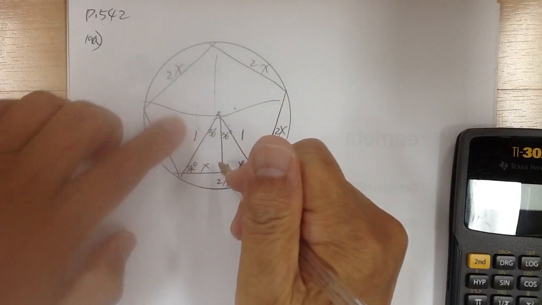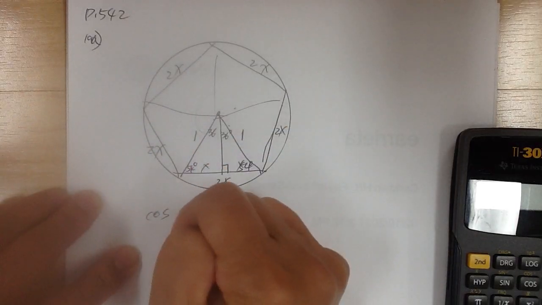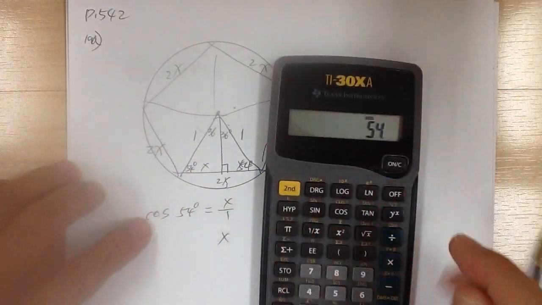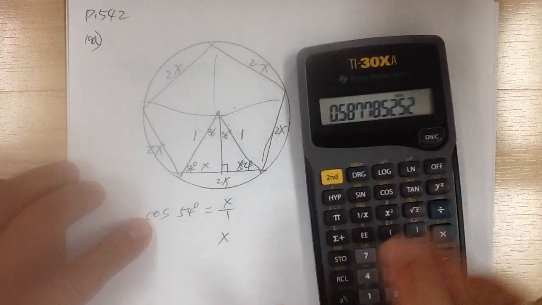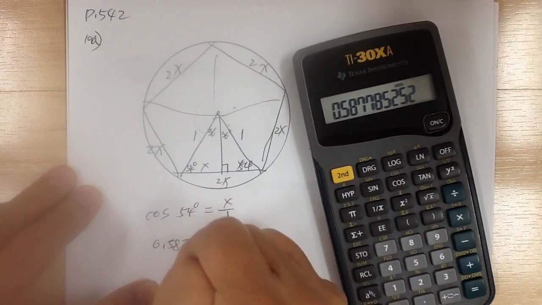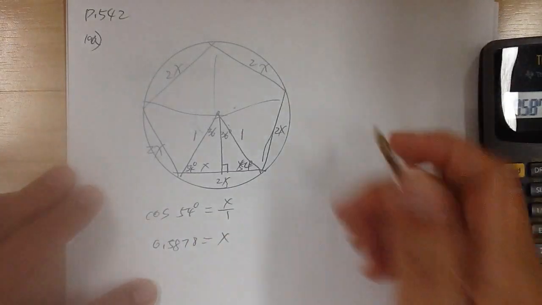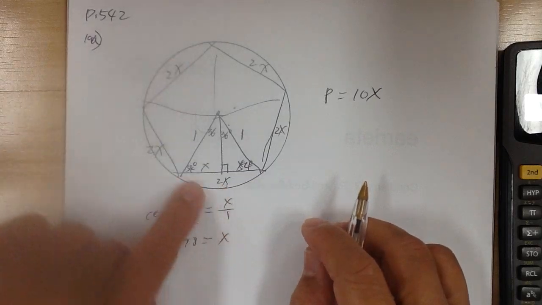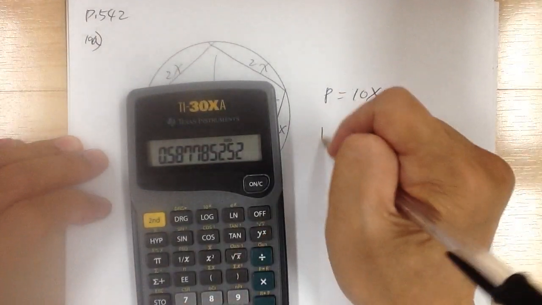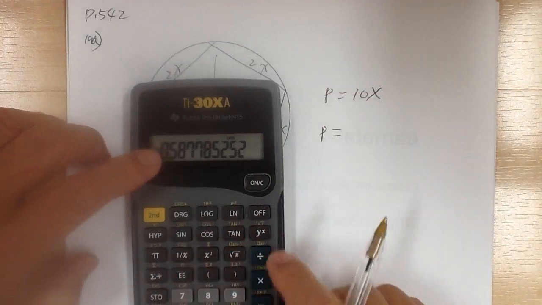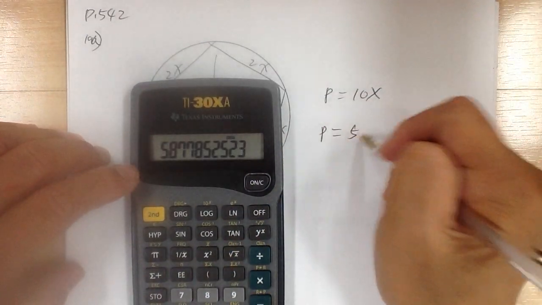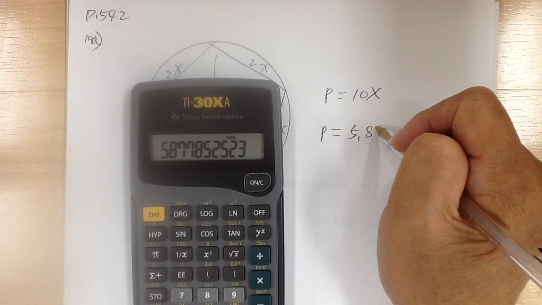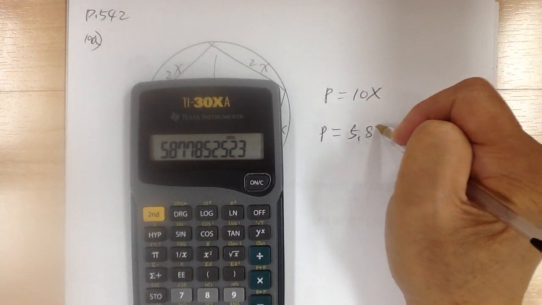Okay, so this is your cosine function. So cosine of 54 degrees equal to x over 1. Okay, so x will equal to, so you get 54 cosine. So x will equal to 0.5878. Okay, so the perimeter is going to equal to 10x. Okay, because there are 2x on each side, right? X is just the half. So the perimeter will equal to, times this number by 10, equal to 5.88.